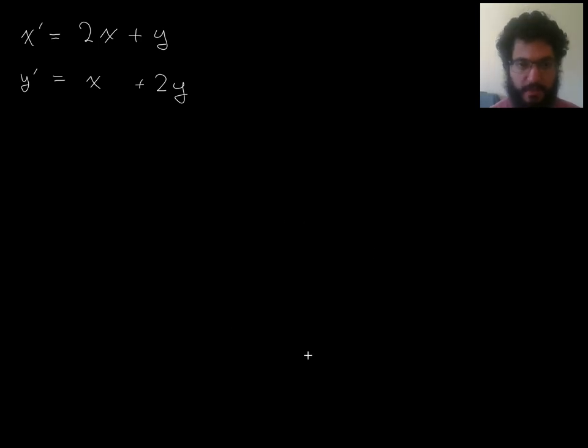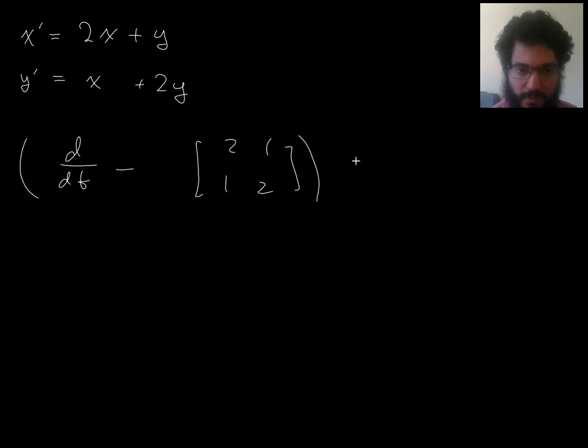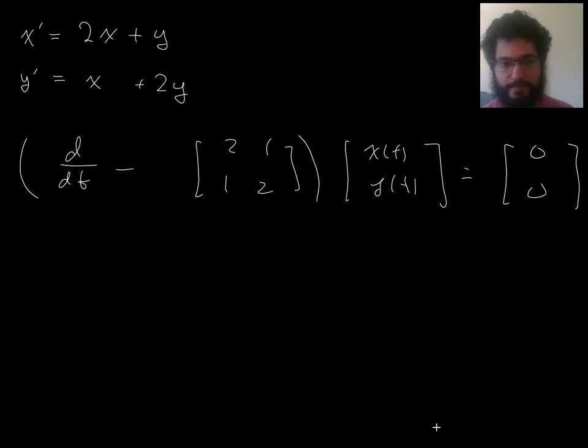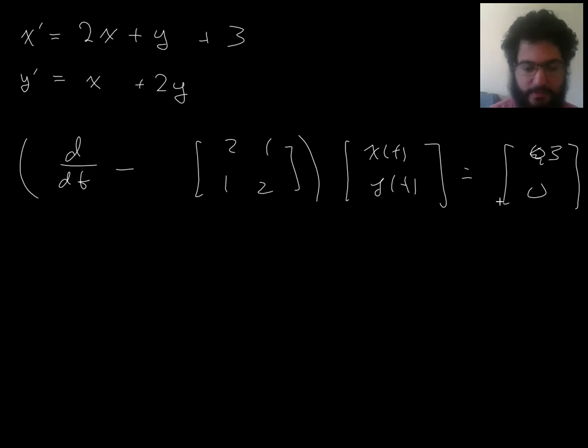I say it is linear because I can describe this as d/dt minus the matrix 2, 1, 1, 2 being applied to the vector of unknown functions, x of t, y of t, with 0 on the right-hand side, and that's why I call it homogeneous, because of the 0 on the right-hand side. So if I added some number here, like 3, that would be not homogeneous. Then I would have a 3 on the right-hand side here. Okay.